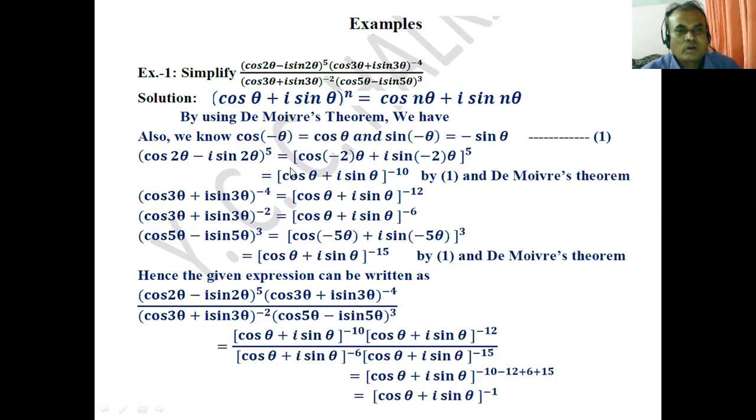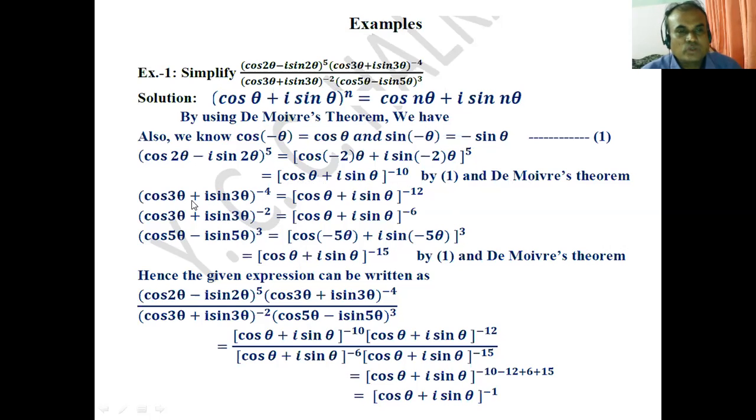Reversing the statement here, minus 2 in the power 5 gives 5 into minus 2. So (cos theta plus i sine theta) raised to 5 into minus 2 is minus 10 by De Moivre's theorem. We use this statement. Now we simplify each factor in the form of the same base. Next factor, we consider (cos of 3 theta plus i sine of 3 theta) raised to minus 4.